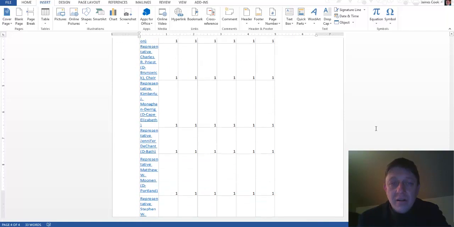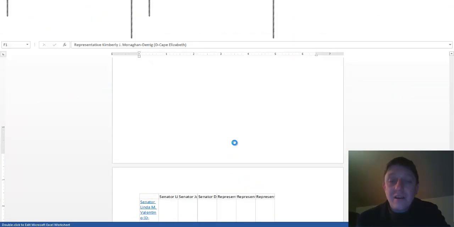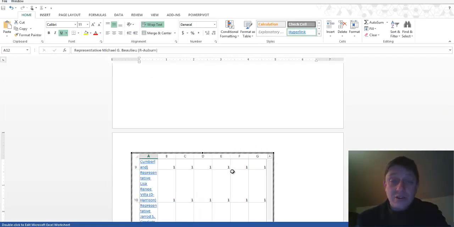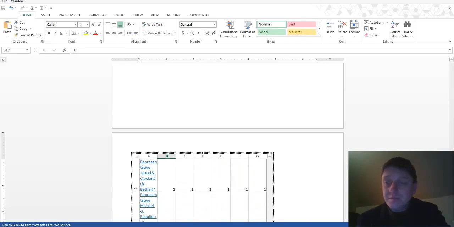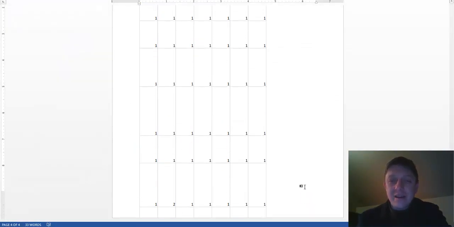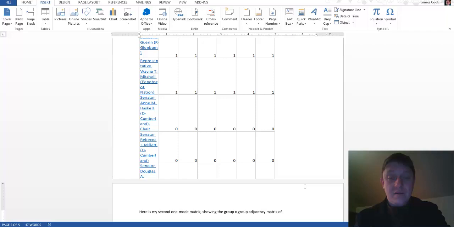it's going to look like not all the data is there. Right? Where did all the other columns go? Well, if I double click on it, all that data will appear again. There. All the columns and rows. Which means that your instructor, that's me, will be able to see it as well. And if I click off it, it goes back into a dormant state. And then I can type in my next line. Here is my second one-mode matrix showing the group by group adjacency matrix relations between 2 committees.